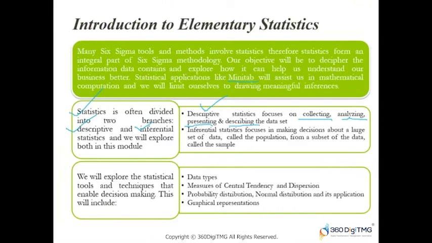And what is inferential statistics? Inferential statistics is all about making decisions about a larger set of data, which is called the population. You make inferences about the population based on a small set of the data, which is called a sample.